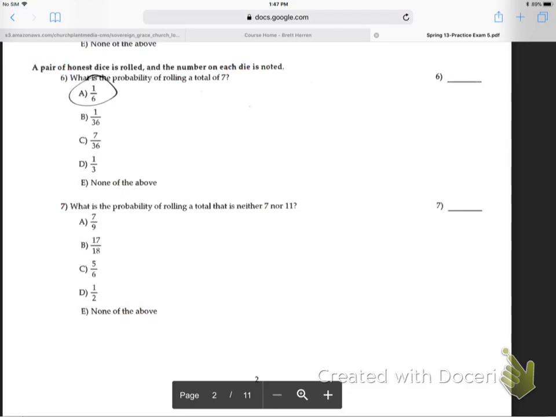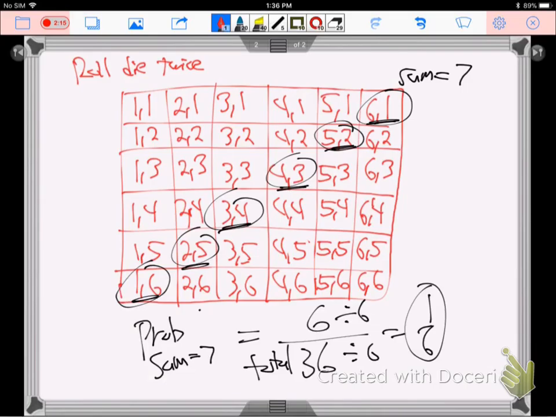What's the next question? What is the probability of rolling a total that is neither 7 nor 11? Now, 7 and 11, if you play craps, that's something good. So what's the chance that you'll not get 7 and not get 11? Well, we've already got the boxes that make a sum of 7. Where are the boxes that make a total of 11? Let me give you just a second to see if you can find that.